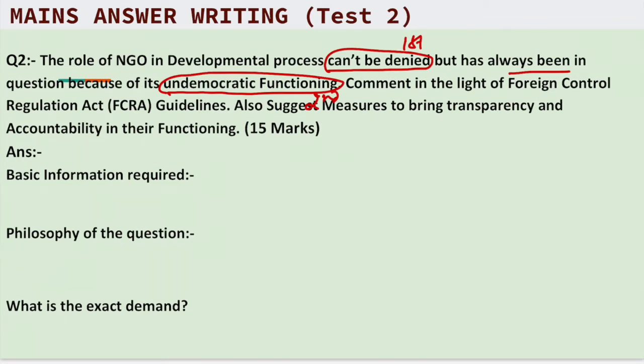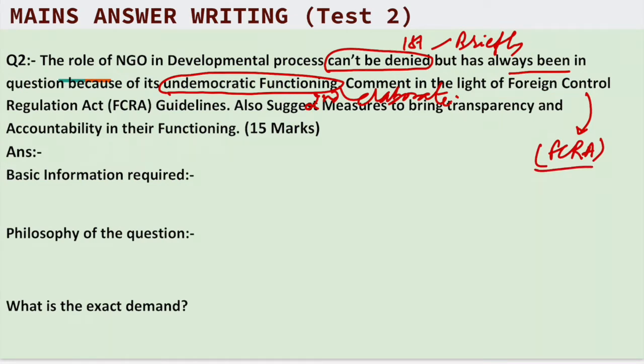Now, in the last question, we observed that we need to focus equally on the different parts of the question. But here, we need to focus briefly on this part and we need to elaborate this part. Now, this is the philosophy of the question, that you will have to understand where to focus and how much to focus. Understood? Now, the third part is very different, that is comment in the light of FCRA.